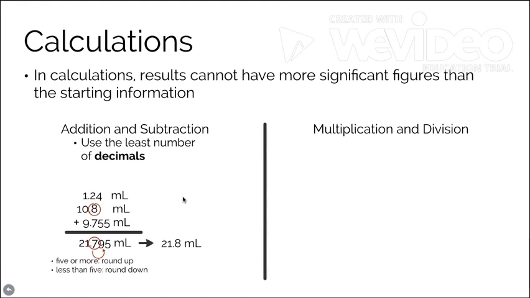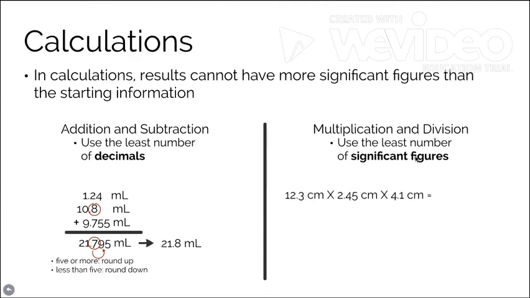All right, next, let's look at the multiplication and division example. For this rule, you don't really care about how many decimals there are, but you want to focus on how many significant figures each number has. So let's look at what that means.